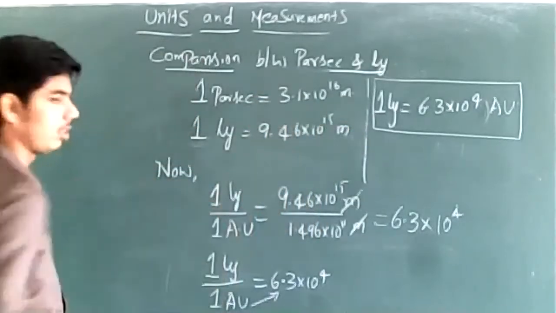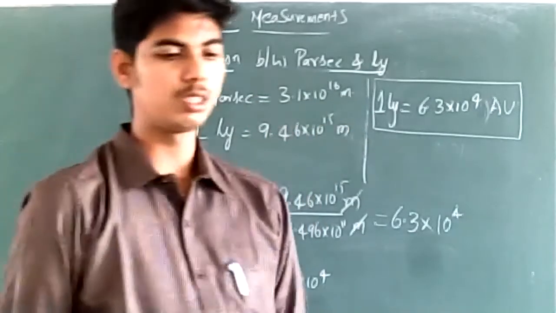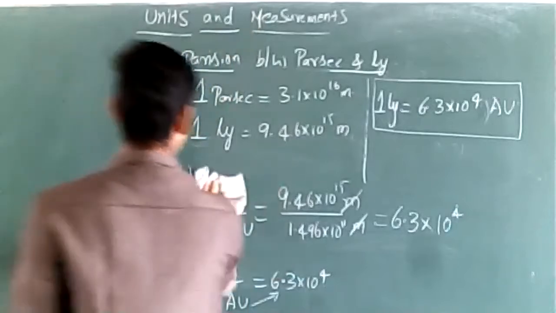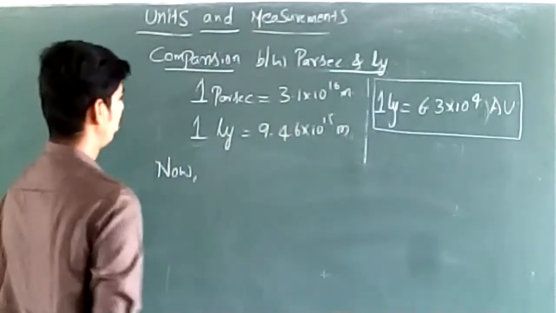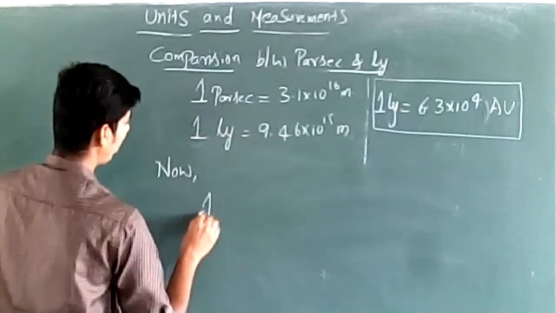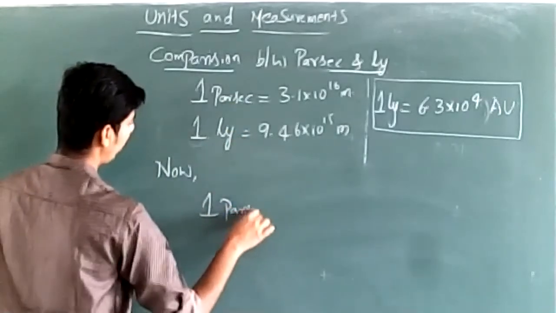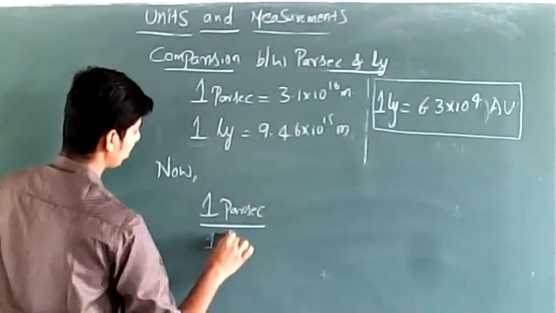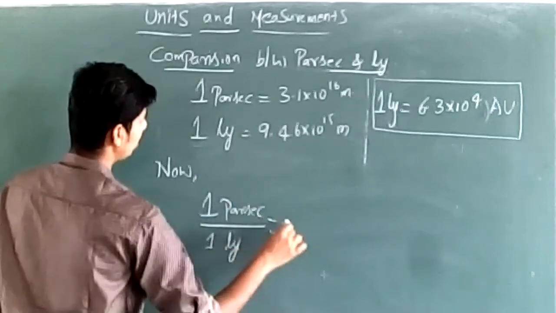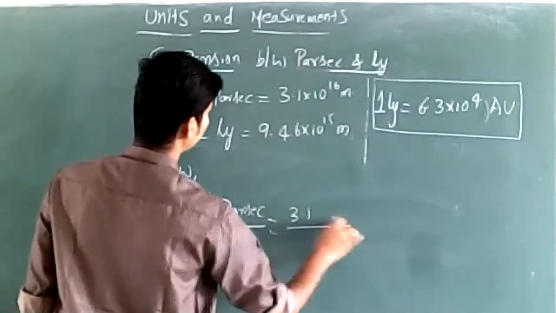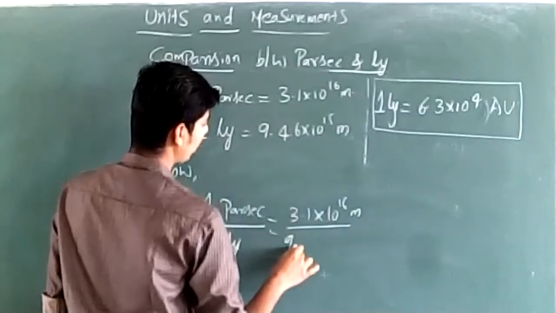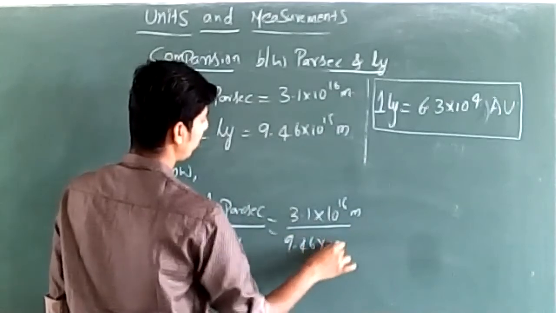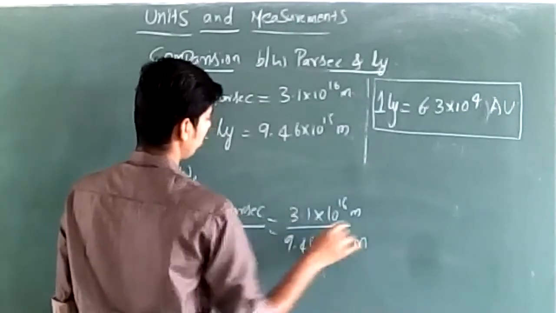ಇವೆರಡು ಕಂಪೇರ್ ಮಾಡಿ ಹೇಳ್ತೀರಾ? Can you tell me what 1 parsec is equal to? ಇವೆರಡು ಡಿವೈಡ್ ಮಾಡಿ. 1 parsec divided by 1 light year is equal to 3.1 into 10 to the power of 16 meter divided by 9.46 into 10 to the power of 15 meter.